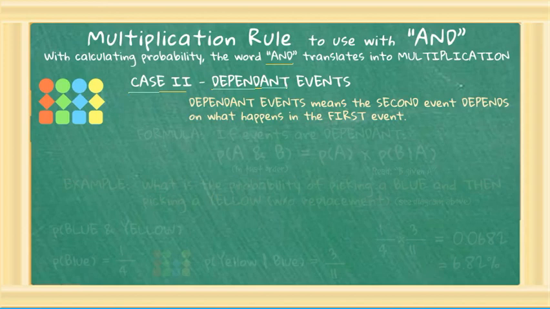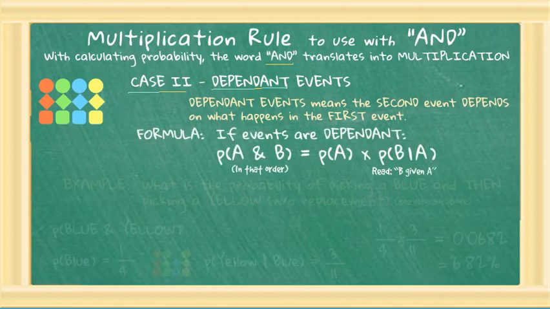In other words, they depend on each other, or they have a cause and effect relation between what happens first and second. So the second depends on what happens the first time, and here's the formula. The probability of A and B in that order equals the probability of A times the probability of B given A, which is how we read that. You read that as B given that A, or assuming A has already happened.